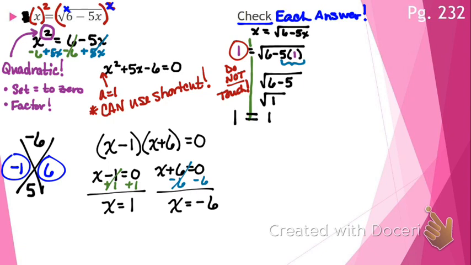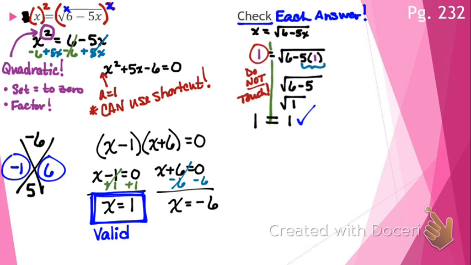Are those equal? Yes. So what does that mean about this answer right here? What word do we use? Valid. This is valid. Because we performed our operations correctly all the way through, right? Both of these answers are correct. The question is, are they valid or not?